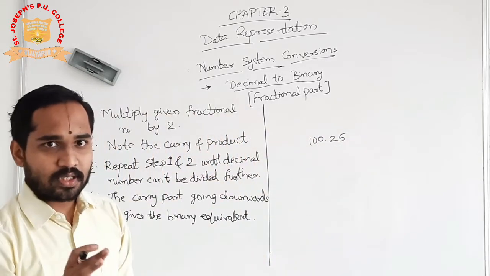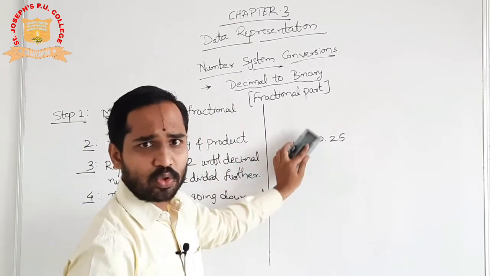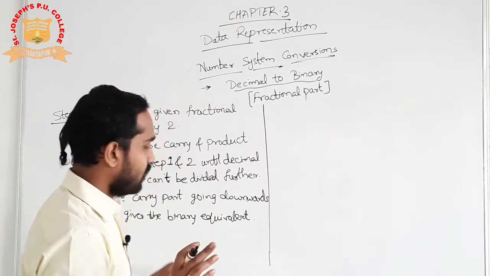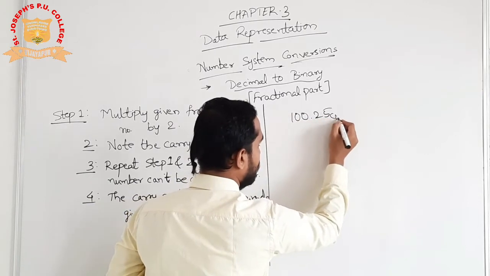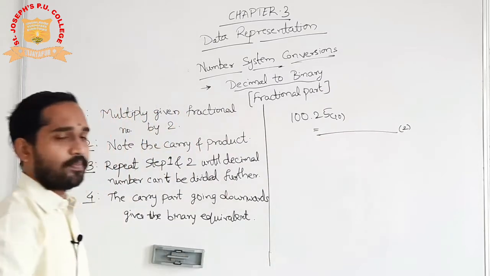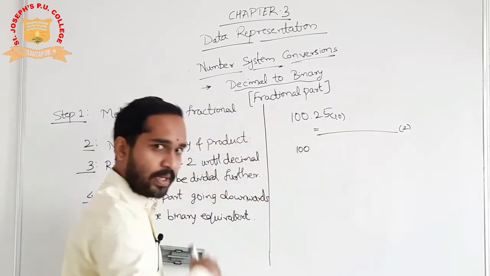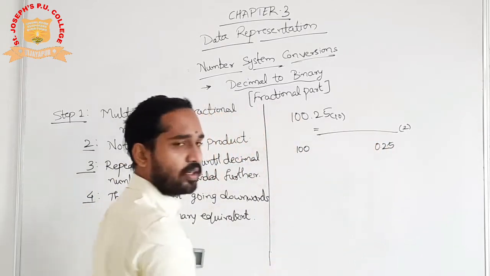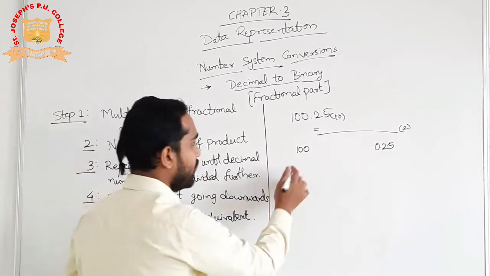Shall we try one problem? I hope you will understand by this. Okay, the same we will take. 100.25. You already know the binary equivalent of 100, isn't it? 100.25 is the decimal number given. I want to convert it to binary. So 100 you have to convert separately and 0.25, this is the fractional part, that you have to convert separately. Understanding?